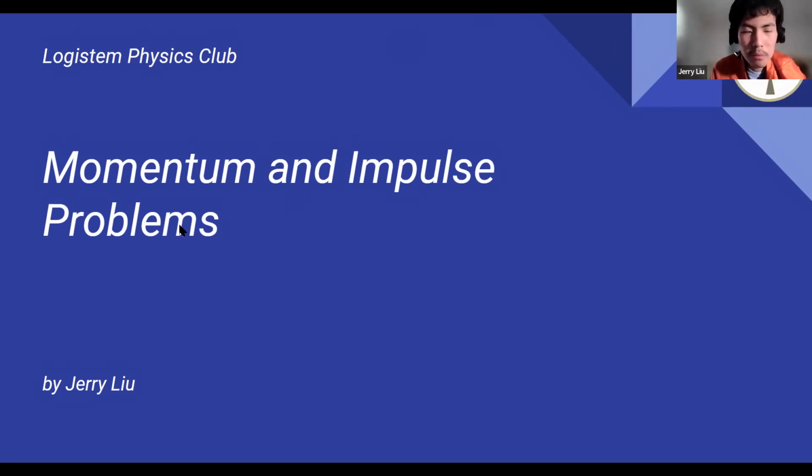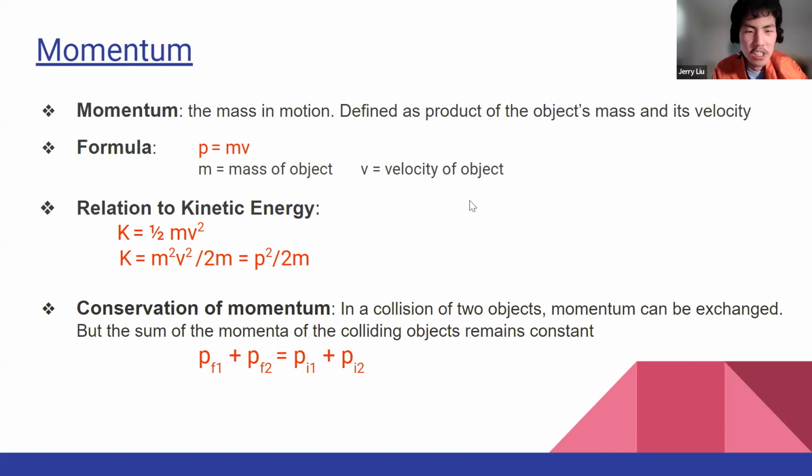So today we're talking about momentum and impulse. We kind of discussed this in a previous workshop, but we're just going to go over this pretty quickly, I guess. Momentum is basically defined as a state of a massive object in motion.